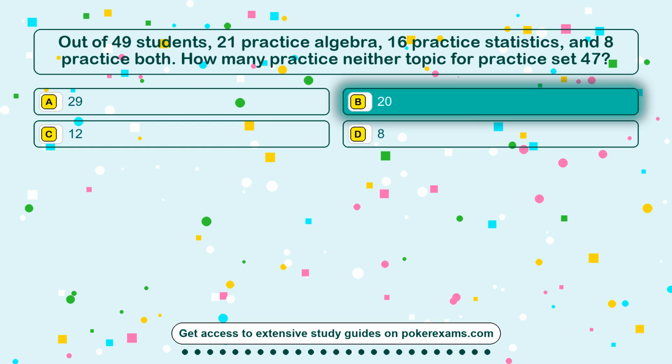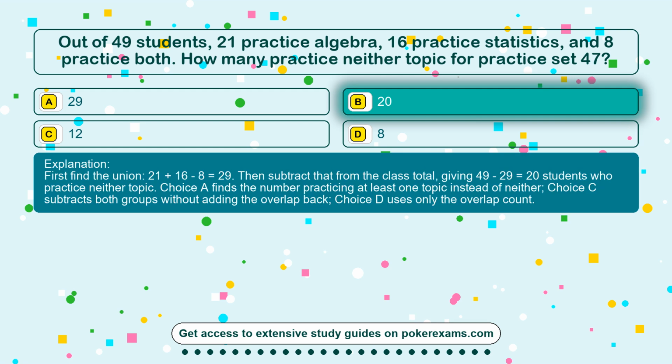The correct answer is option B, 20. First find the union, 21 plus 16 minus 8 equals 29. Then subtract that from the class total, giving 49 minus 29 equals 20 students who practice neither topic. Choice A finds the number practicing at least one topic instead of neither, choice C subtracts both groups without adding the overlap back, choice D uses only the overlap count.